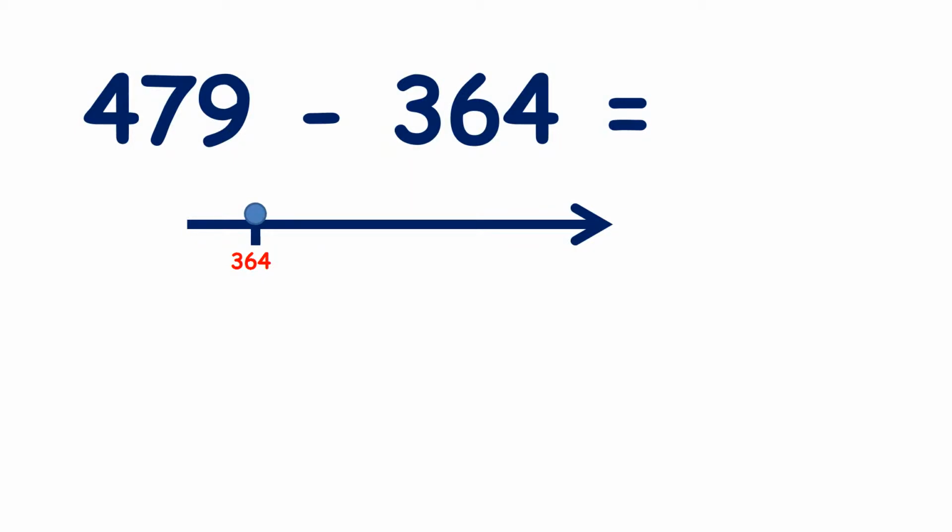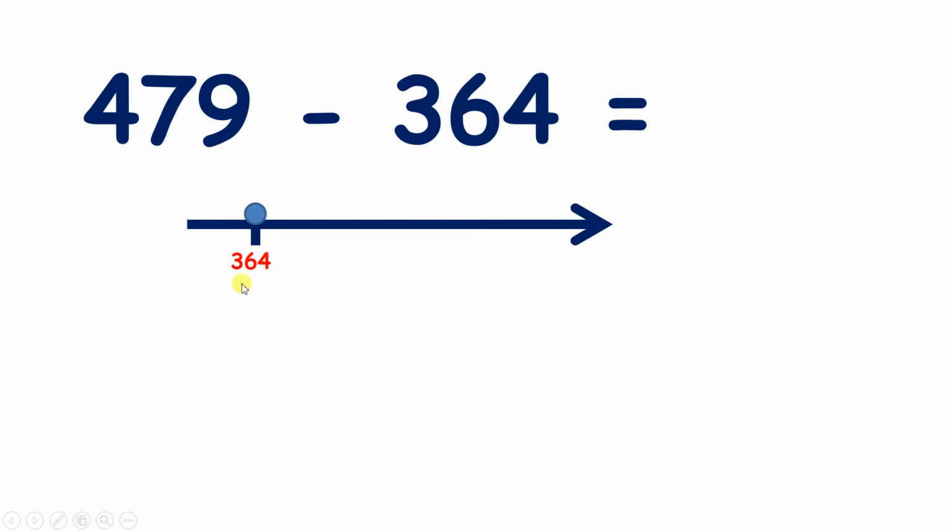We have 479 minus 364. So let's subtract by finding the difference. So let's start on 364 and count forwards until we get to 479.